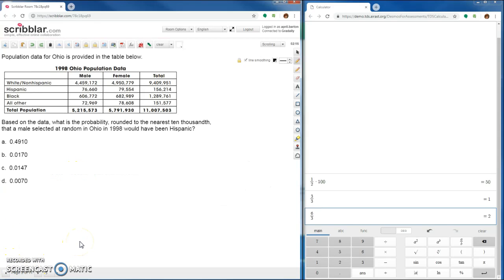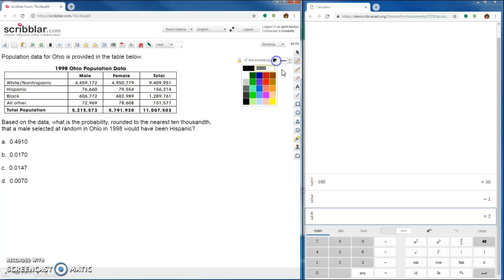You can also be given a whole bunch of data and asked to find the probability from that data. So population data for Ohio is provided in the table below. And they have different races versus different genders, male or female, and then the total of everyone. All the white people, 9 million. All the Hispanic, 156. So based on this data, what is the probability, rounded to the nearest 10,000th, that a male selected at random in Ohio in 1998 would have been Hispanic?